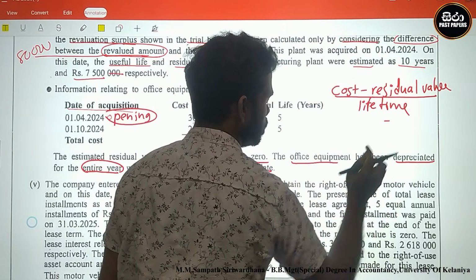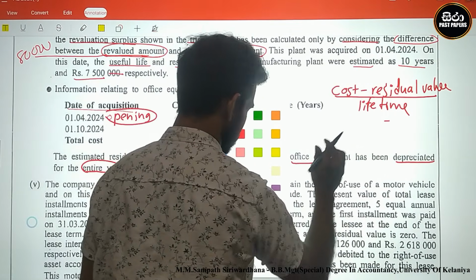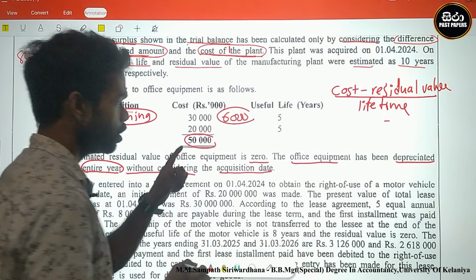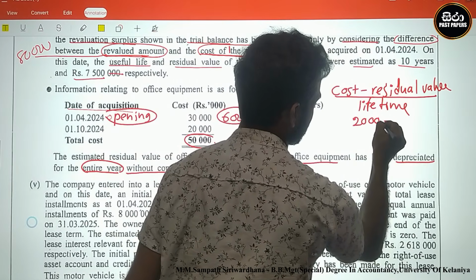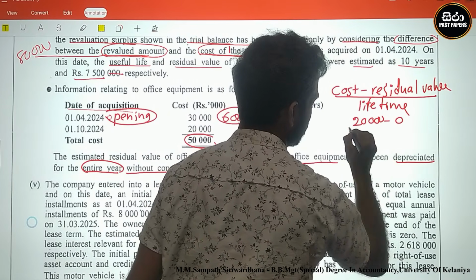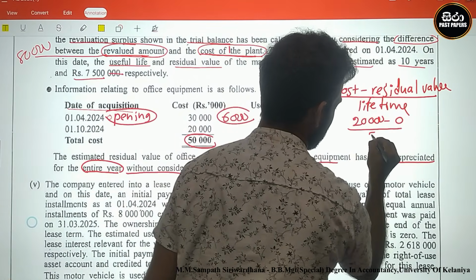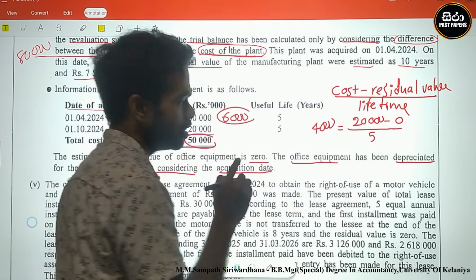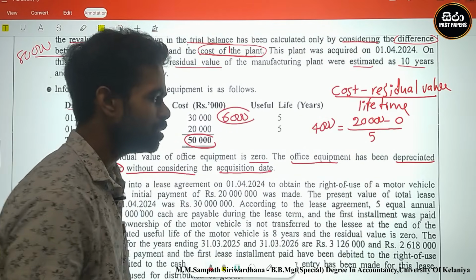Again, 6 months depreciation. The formula is the same. Cost is 20,000 minus residual value of 0, divided by the useful life of 5. The annual depreciation is 4,000. But this is the annual depreciation, and we must calculate 6 months depreciation.